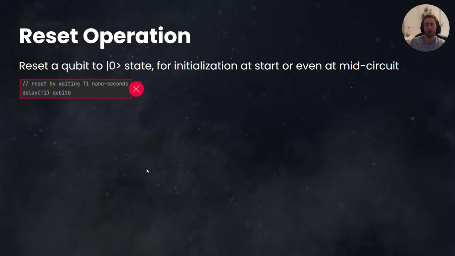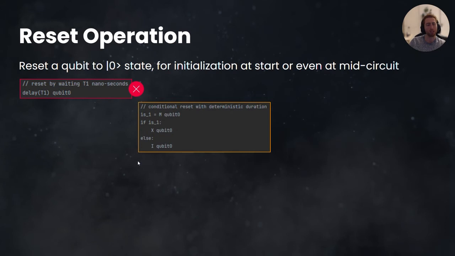And thirdly, it's not efficient, right? T1 could be very long, or even if you want to be more certain of your reset operation, then you will wait for, I don't know, 10 T1s, right? It's not efficient. So maybe a more efficient solution is to add mid-circuit measurements and real-time conditionals and do something like that. Measure the qubit. If it's excited, then apply an X gate on the qubit. Otherwise, apply the identity. Just wait. Don't affect the qubit, right? It's already in the desired state.